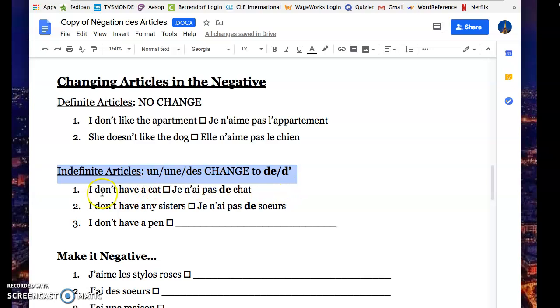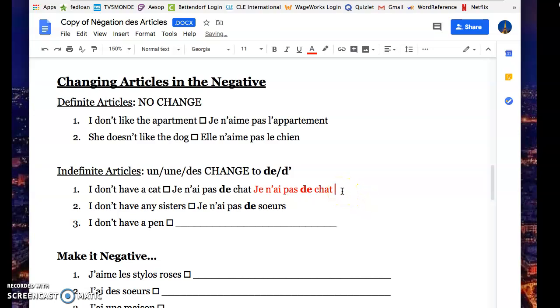So, for example, I don't have a cat. You need to be focused on the a here. A is an indefinite article. So instead of saying, which a lot of French 1 students will try to do, je n'ai pas un chat, that's wrong. You don't want je n'ai pas un chat. The un is going to change to de. Je n'ai pas de chat.